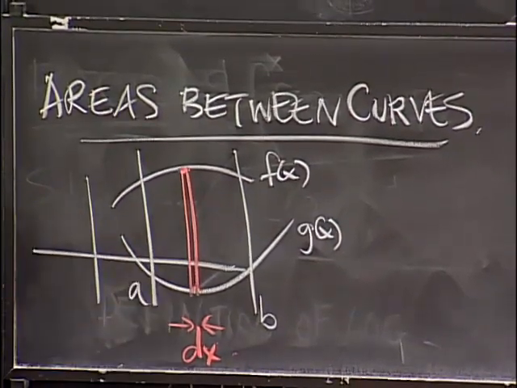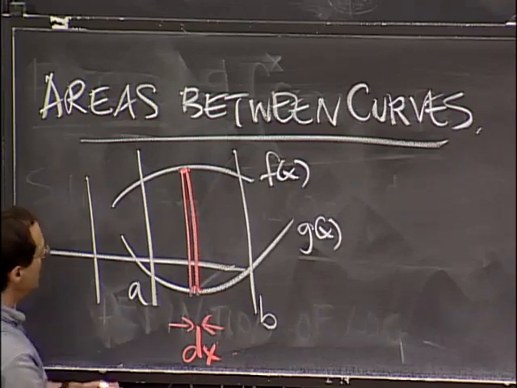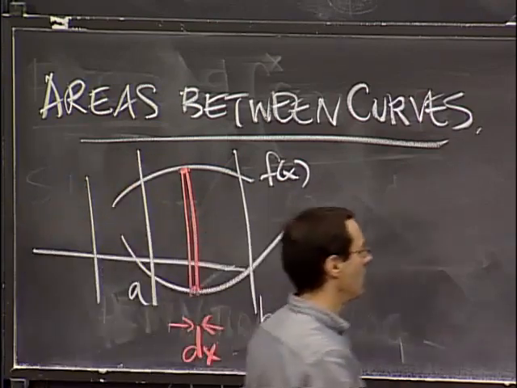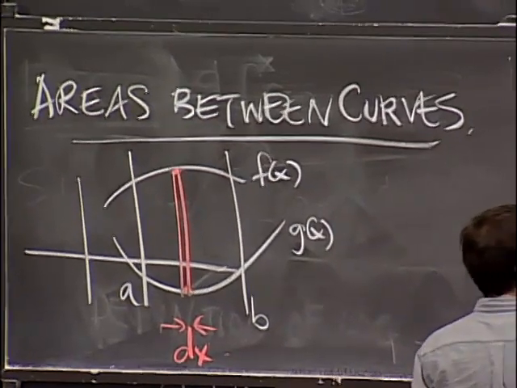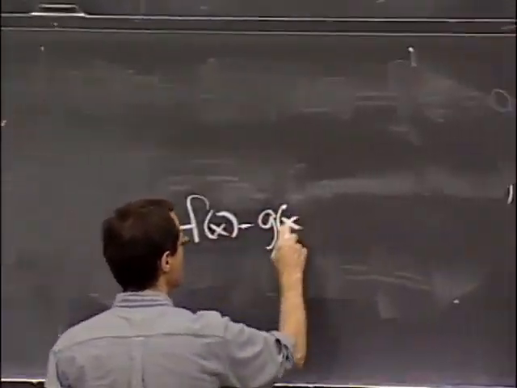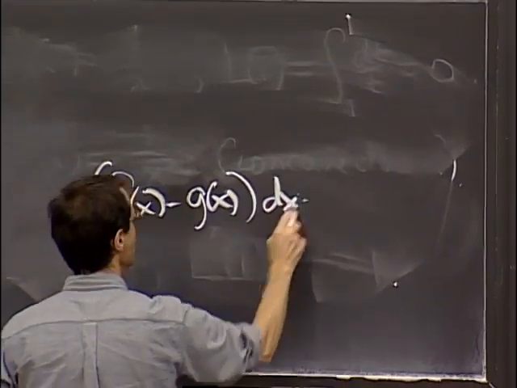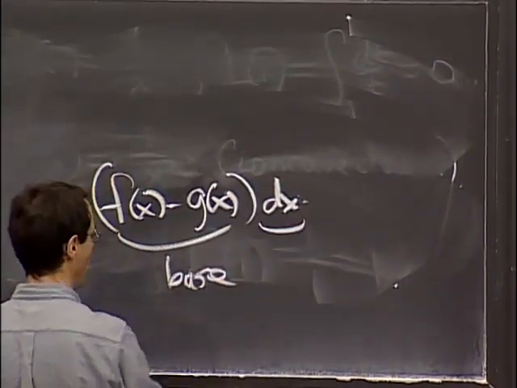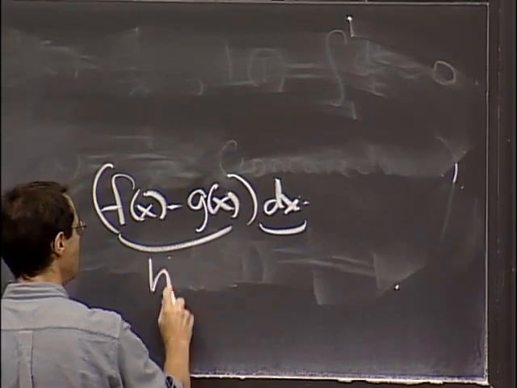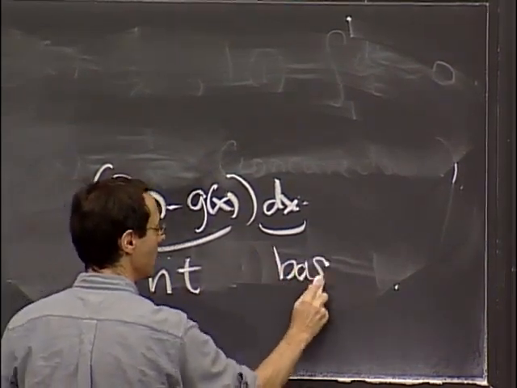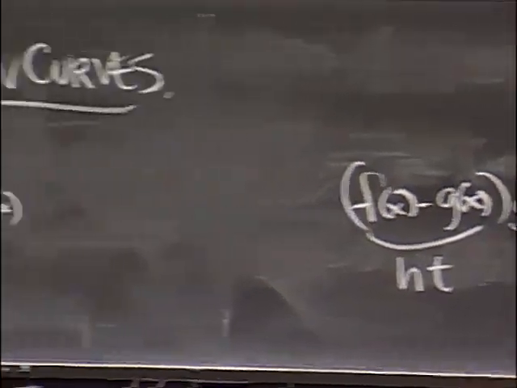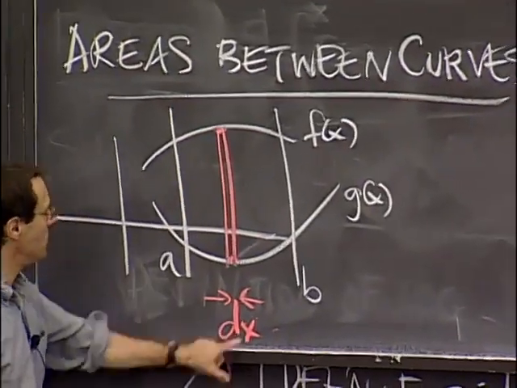And what is the height? Well, the height is the difference between the top value and the bottom value. So here we have f of x minus g of x times dx. This is, if you like, base times, whoops, backwards. This is height, and this is the base of the rectangle. And these are approximately correct, but of course only in the limit when this is an infinitesimal.